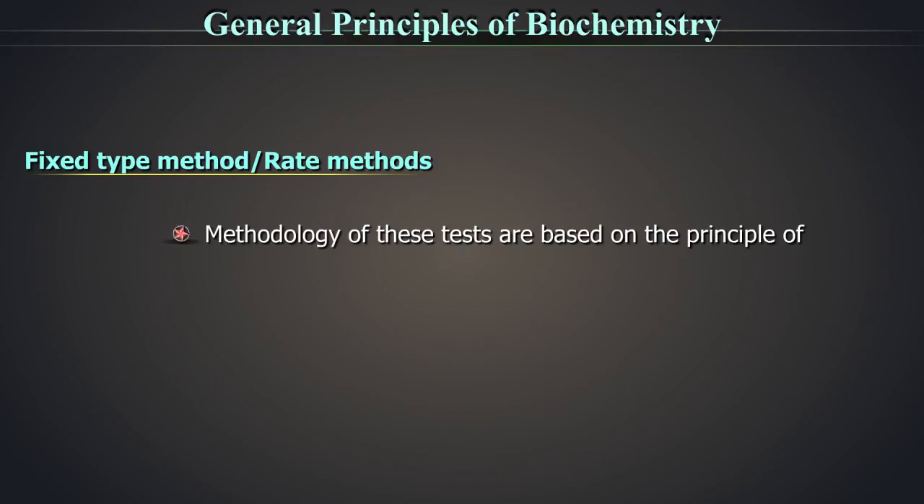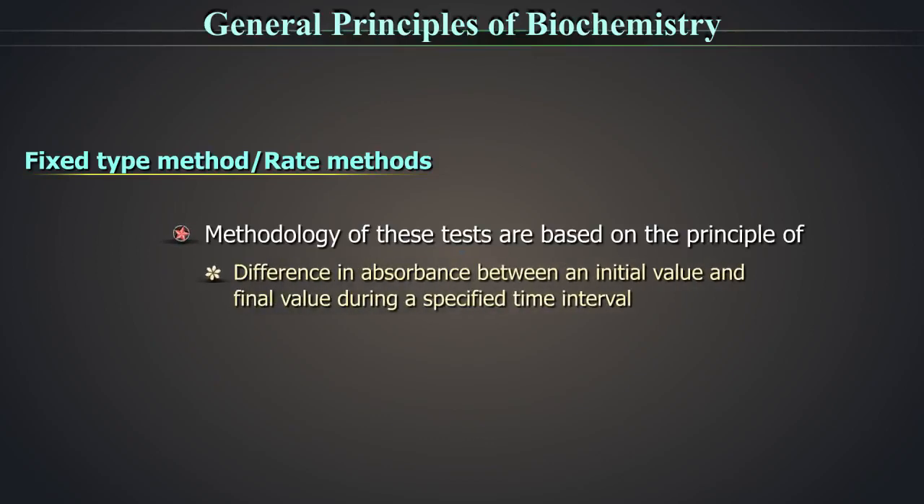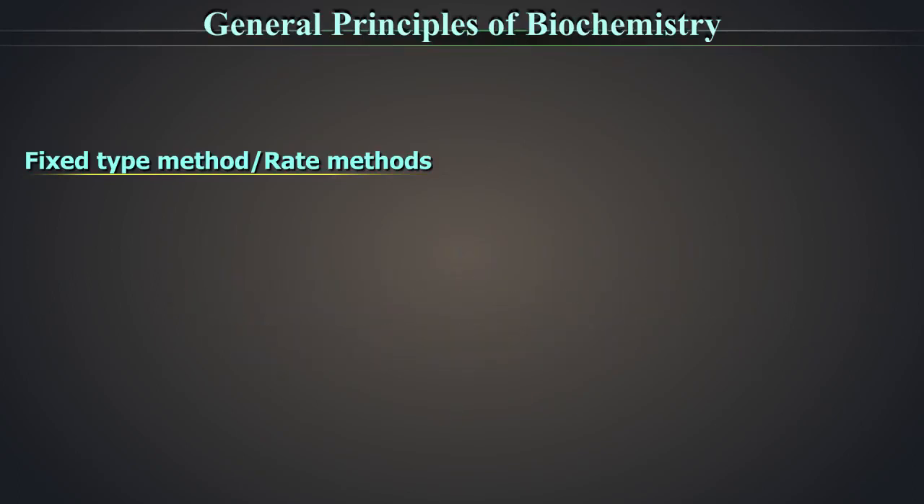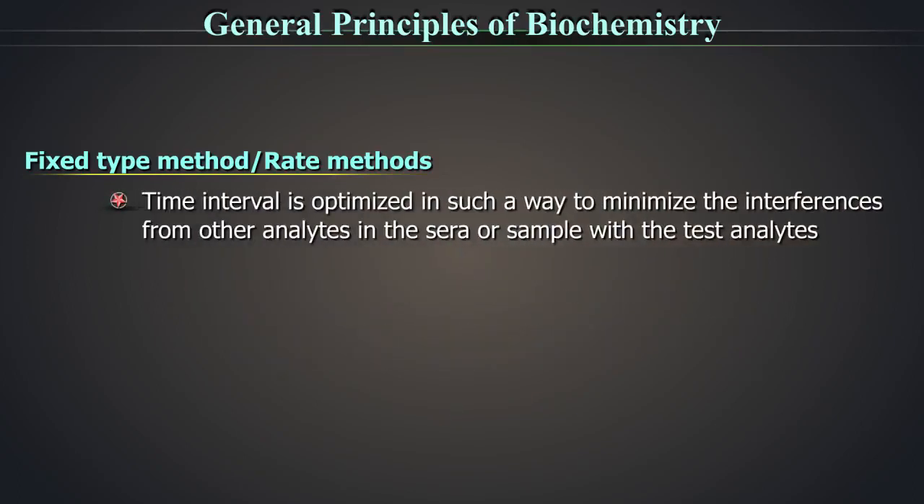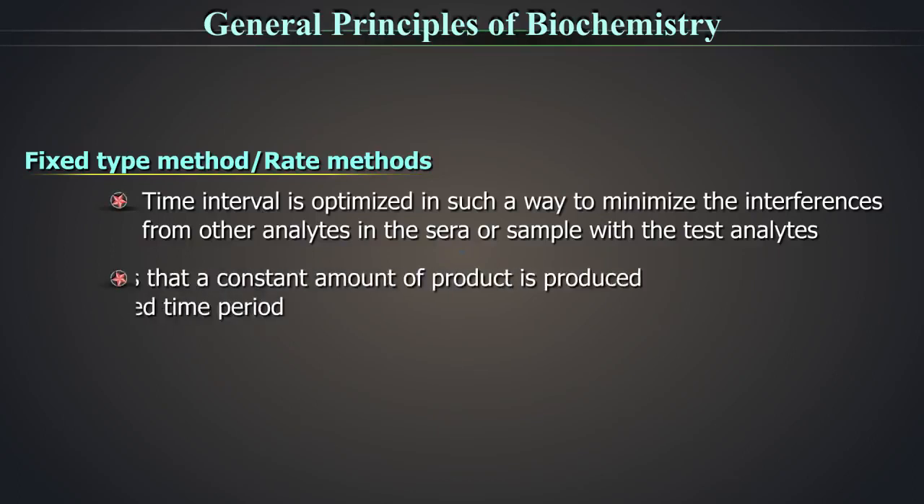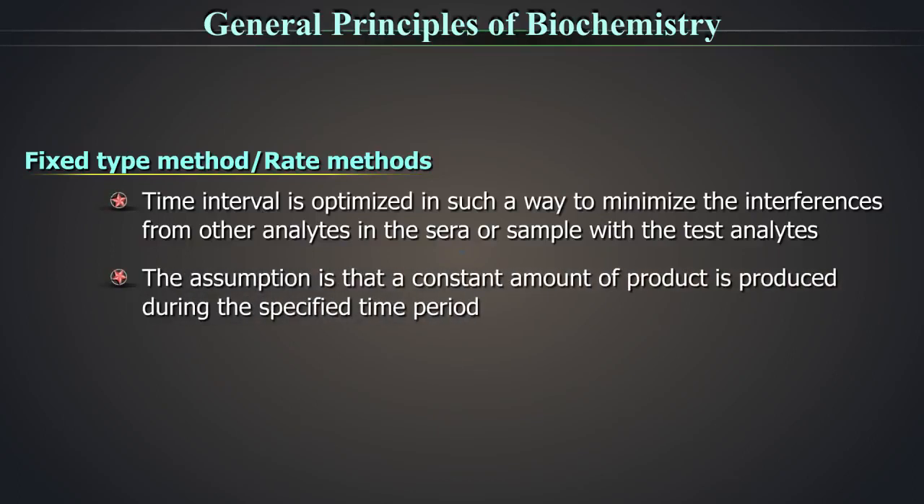Fixed time methods or rate methods. The methodology of these tests is based on the principle of difference in absorbance between an initial value and a final value during a specified time interval. The time interval is optimized in such a way as to minimize interference from other analytes in the sera or sample with the test analyte. The assumption is that a constant amount of product is produced during the specified time period.